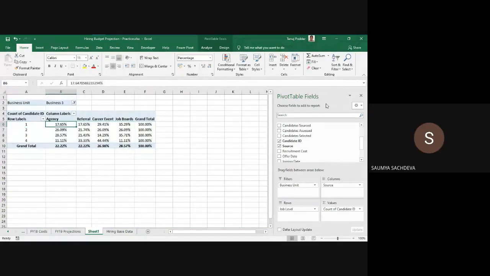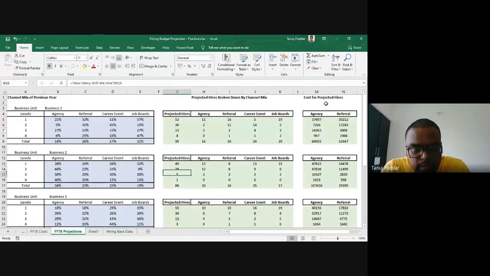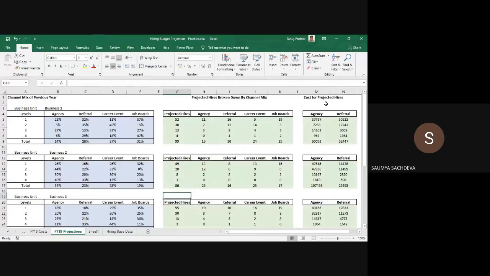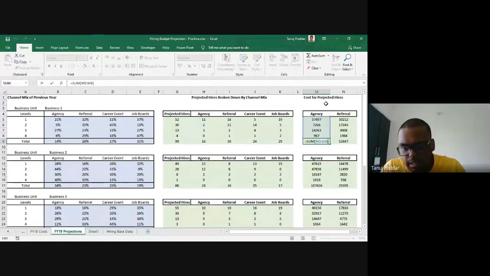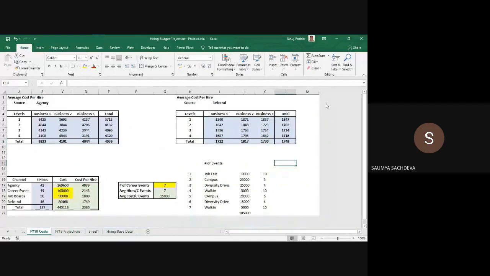Sir, I do have a question here. If we go back to the FY19 projection sheet, the agency cost is coming as 60093. We have summed up all the levels in business unit 1, right? Technically, if I multiply 16 into 3923 on the FY18 cost sheet, the answer should be the same.